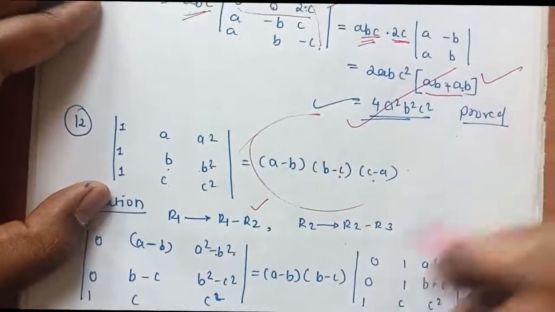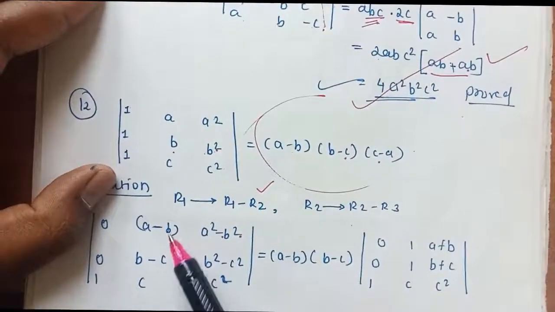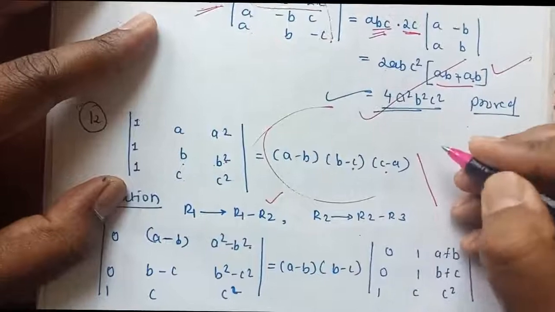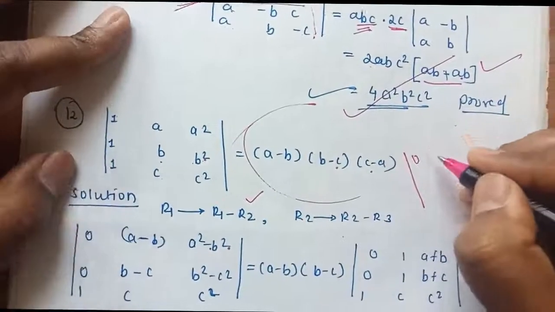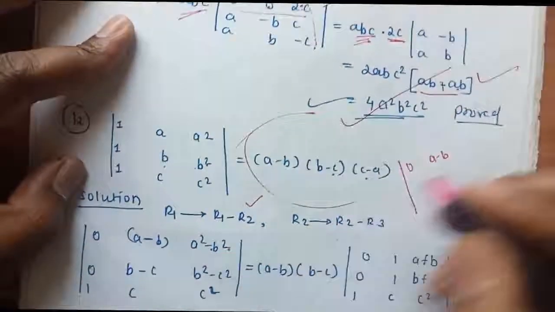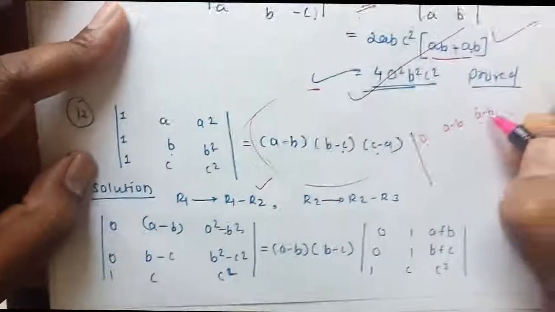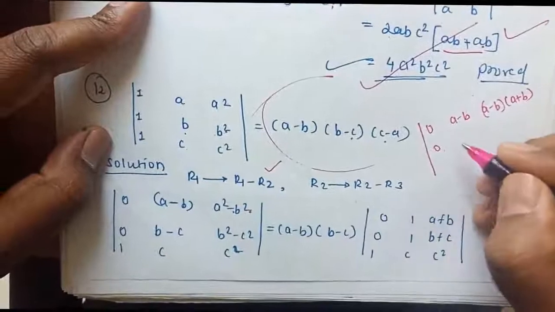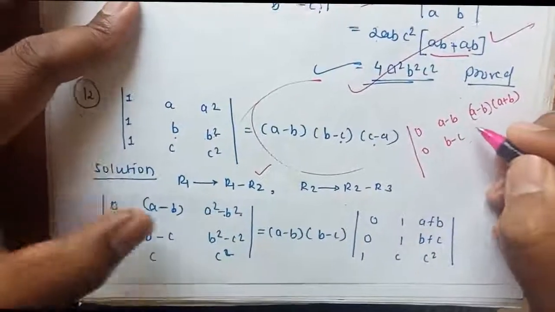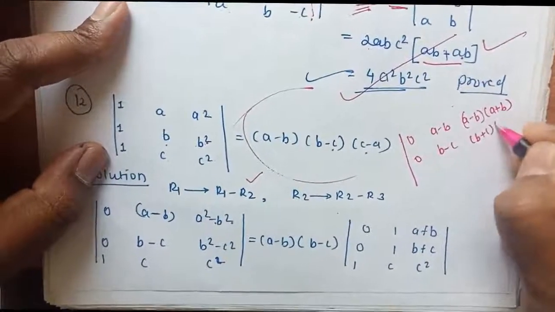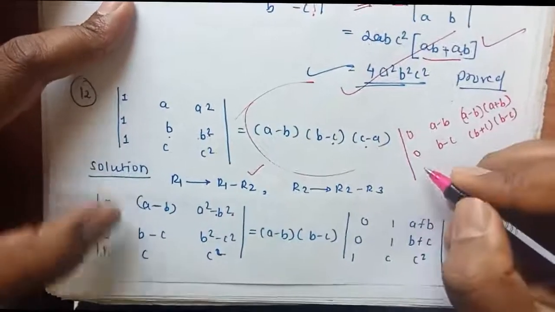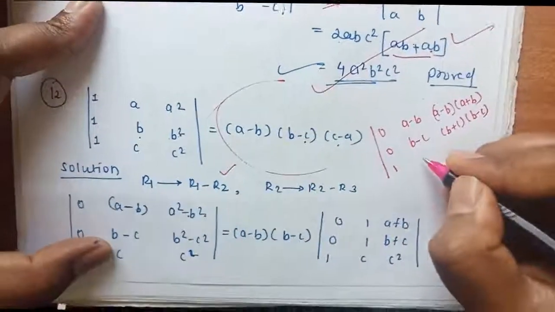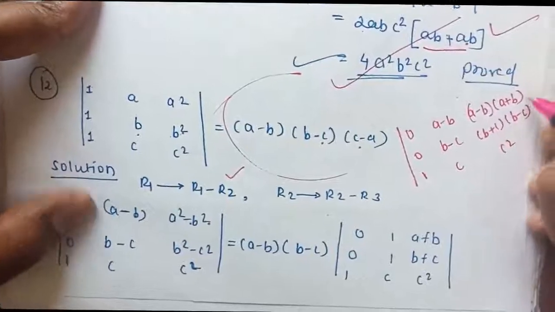So what we can do is, this determinant, I can make it like this. This is 0, this is a minus b, expansion of this is a minus b into a plus b, next is here 0, next is b minus c, expansion here is b plus c into b minus c, next is 1, this is c, and this is c square as it is.